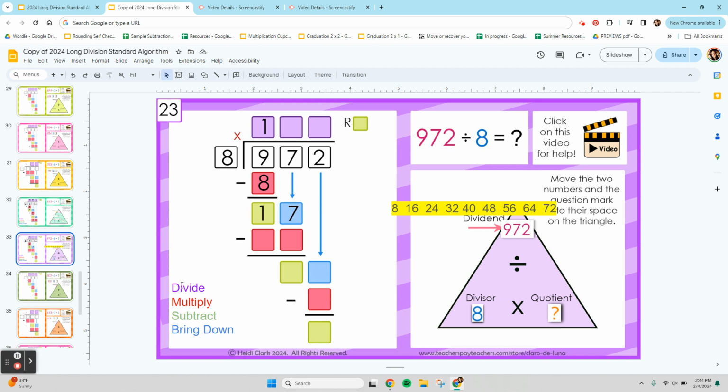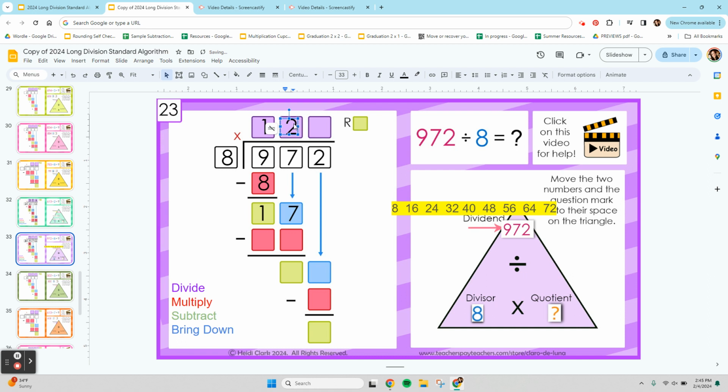Our next step is to divide. We're going to do 17 divided by 8. So how many times can you fit 8 into 17 before you go over? So 24 is too far. You can go 1, 2 times. 8 fits into 17 2 times.